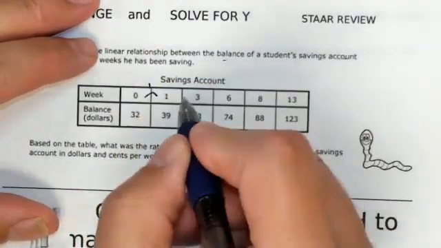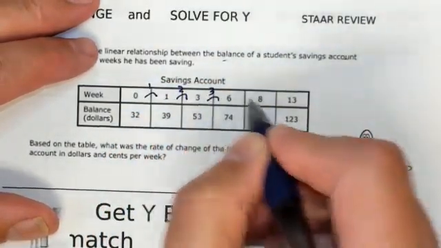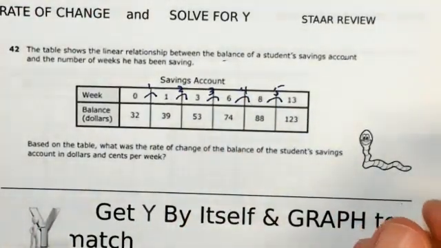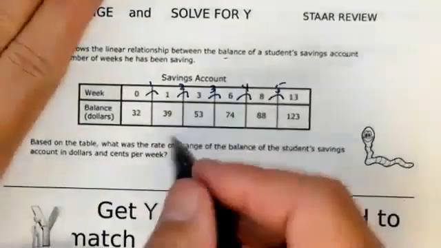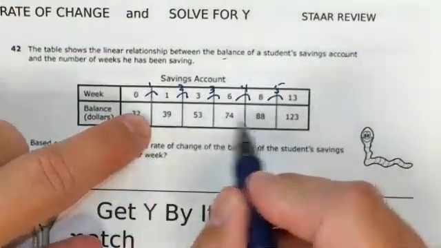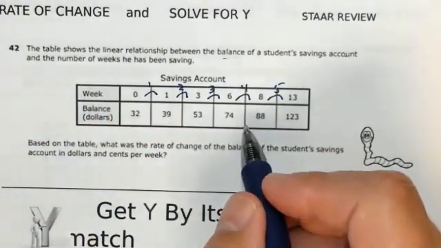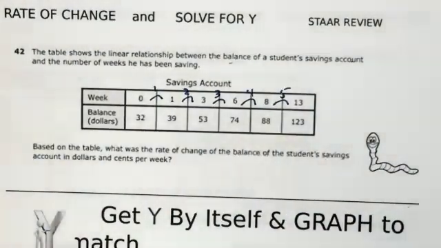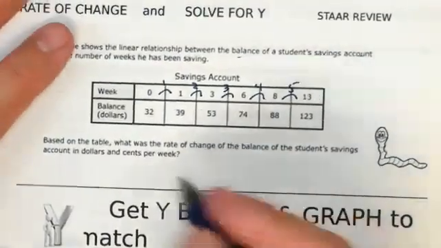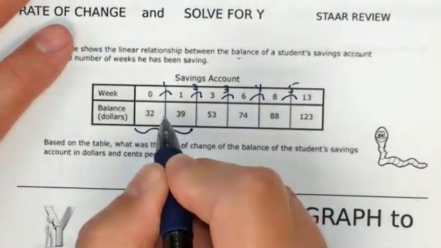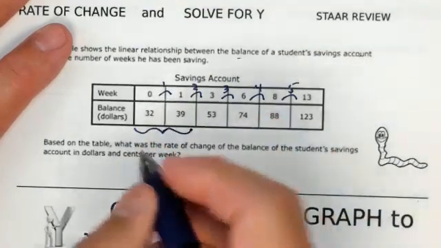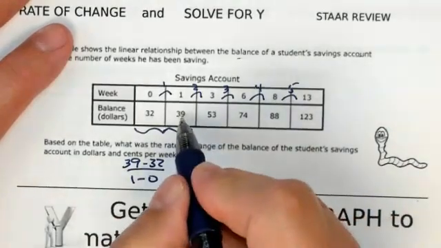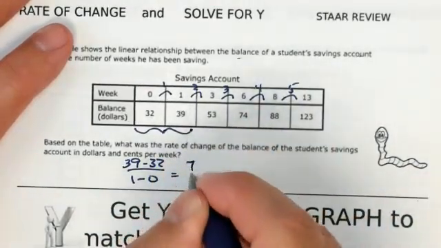This changes by 1, that by 2, that by 3, that by 4, that by 5. Doesn't really matter, but keep that in mind because I cannot look and go, oh, this is 1, so I'm just going to subtract these 2 and that's my answer. It's not. So what I have to do is pick 2 of these. And again, it doesn't matter which 2 we pick. Pick 2 that are going to be easy to work with, right? If I pick these 2, I'm going to subtract the y's and subtract the x's. So I get 39 minus 32 over 1 minus 0. I did the 39 and the 1 first, so I get 7 over 1.